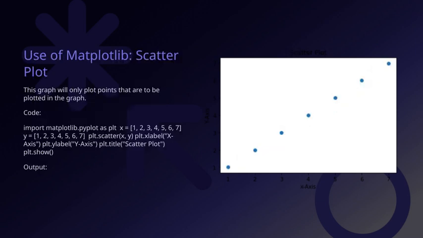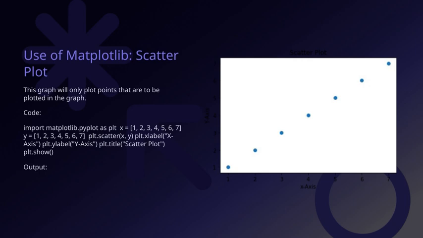Now, let's take a look at how to create a scatter plot using Matplotlib. This graph will display individual data points, which is helpful for visualizing relationships or distributions. The code begins by importing the pyplot module from Matplotlib as plt, which is a common convention. Then, we define two lists, x and y, each containing 7 values. These represent the coordinates of the points we want to plot.